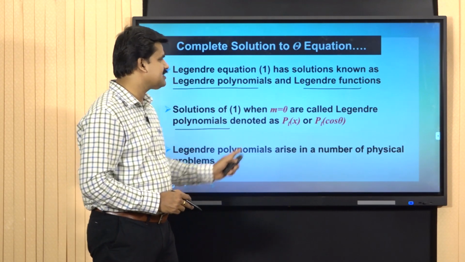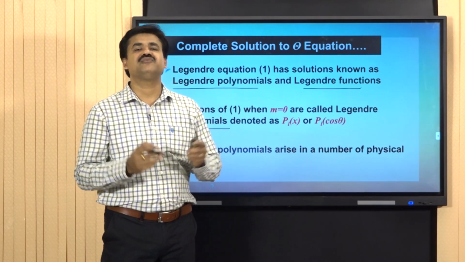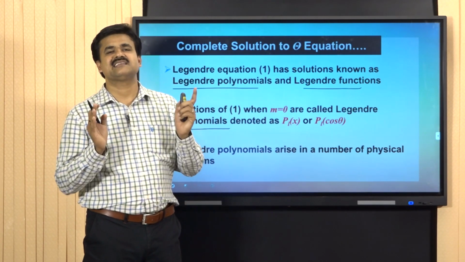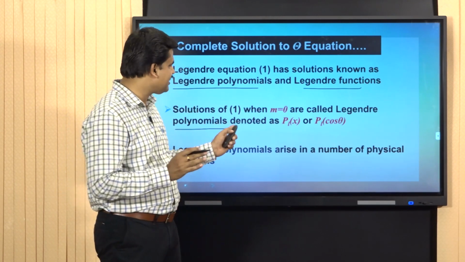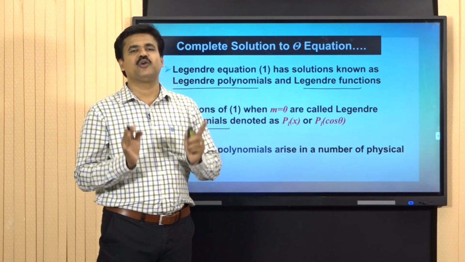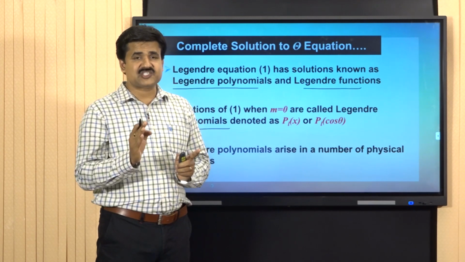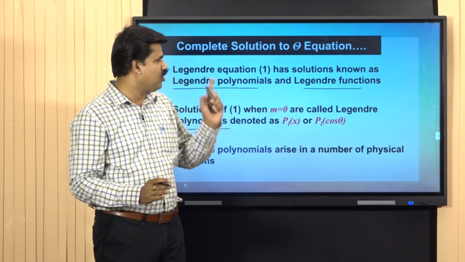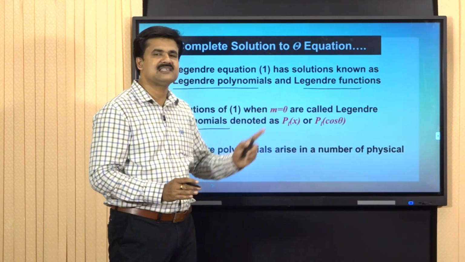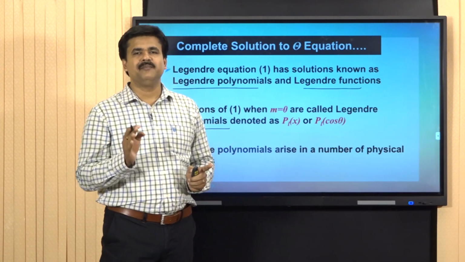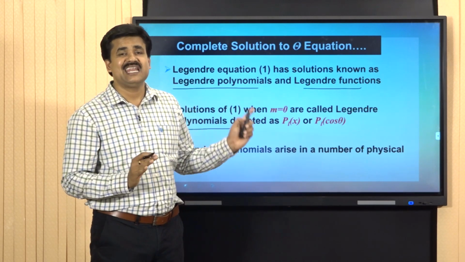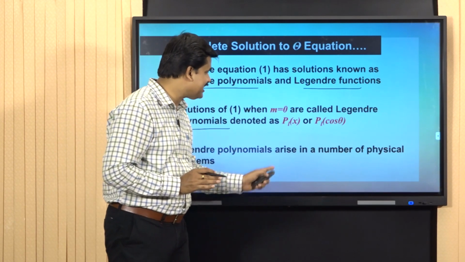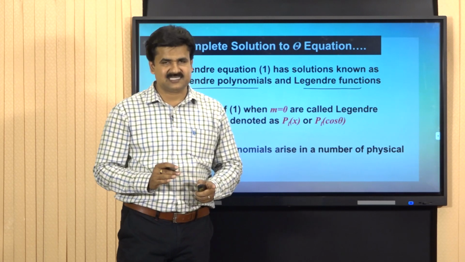Legendre polynomials arise in a number of physical problems, and hence they are very, very important. So, in conclusion, we can say that Legendre polynomials are solutions of the Legendre equation if and only if m is equal to 0. If m in the Legendre equation is 0, its solutions are termed Legendre polynomials, denoted as PL(x) or PL(cos theta).